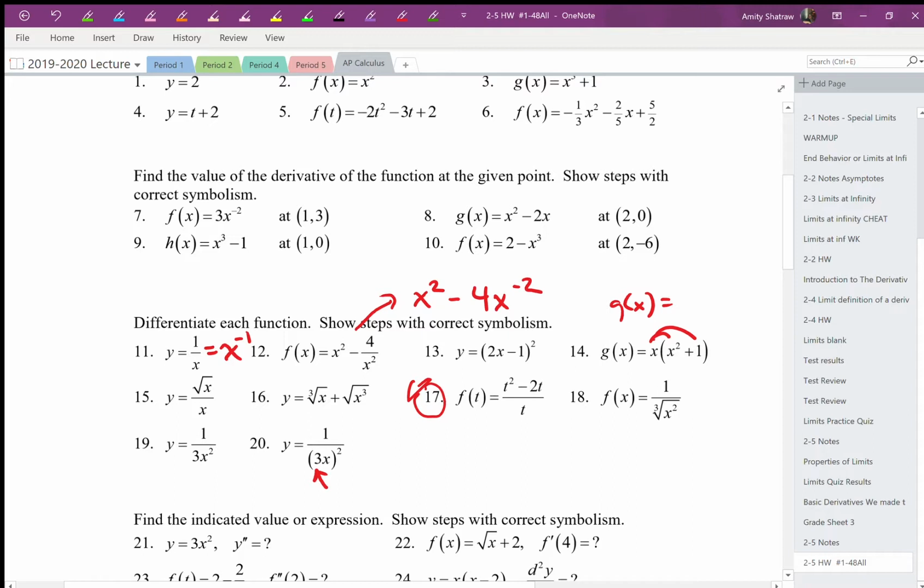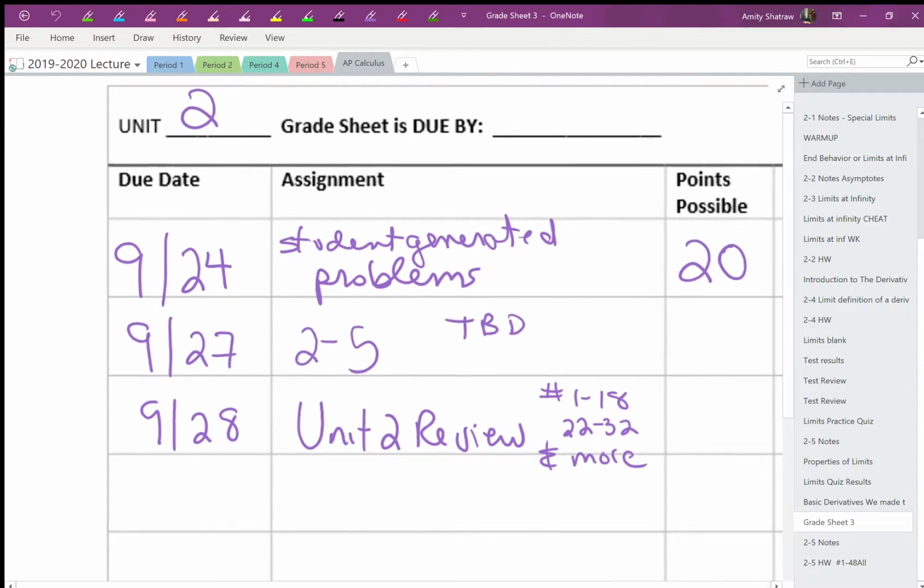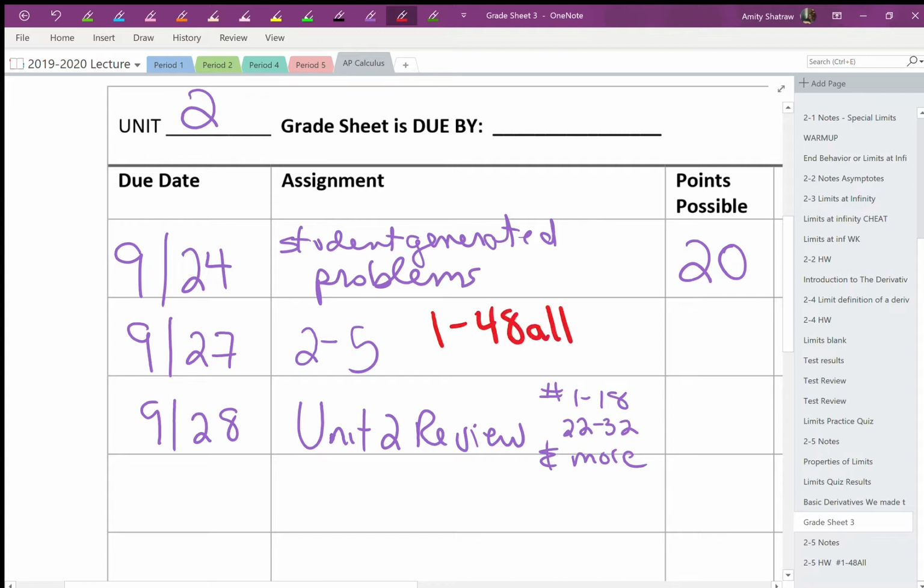What is due on Friday is, let's see, your grade sheet 3. So I had already assigned some of the Unit 2 review, and now I am assigning 1 through, what was it, 48, all. I am dying for that to be done. Sorry. By 9/28, which is the end of this week, I believe. Nope, 9/27. Okay, 9/27. So you better get to work. You know what I'm saying? I will definitely cover a few questions in class on Friday before I collect it.